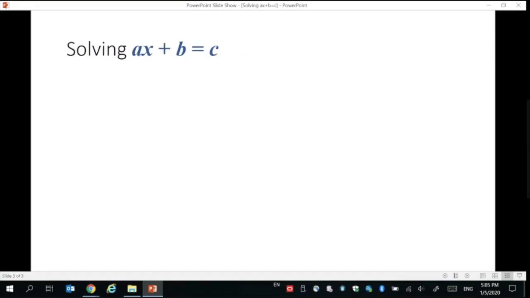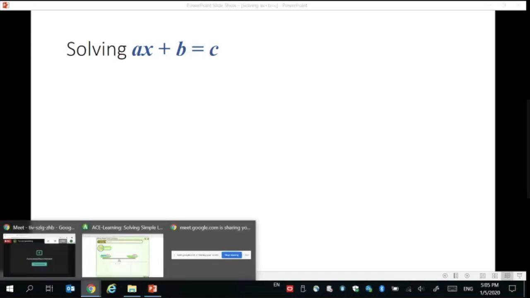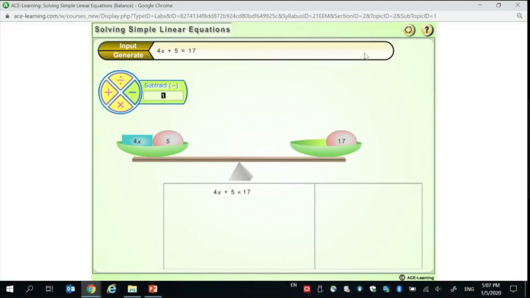Today we are going to solve equations of the type ax plus b equals to c. Let's look at some examples using the balance at ACE Learning. The first example that we are going to look at is 4x plus 5 equals to 17. So to solve this equation, okay, we always remove the constant term from the left-hand side first.